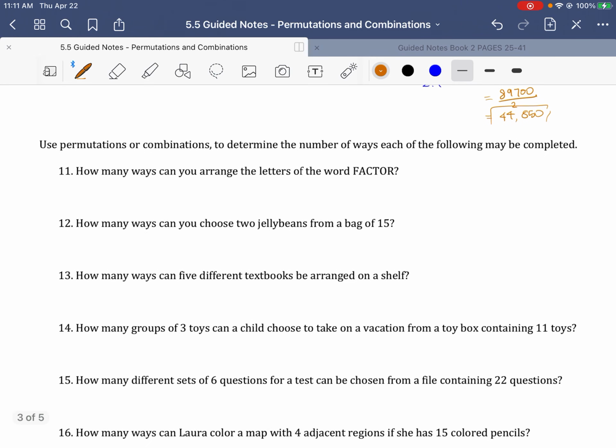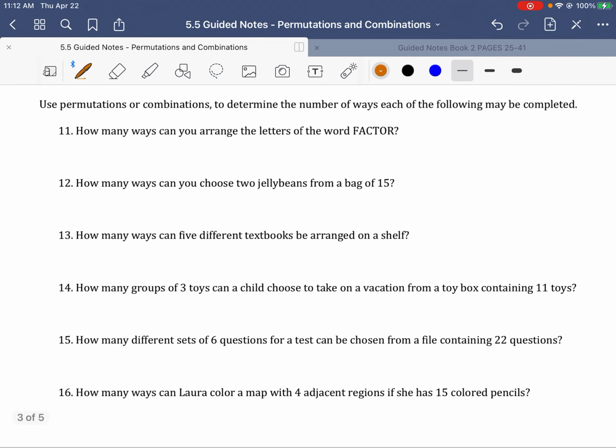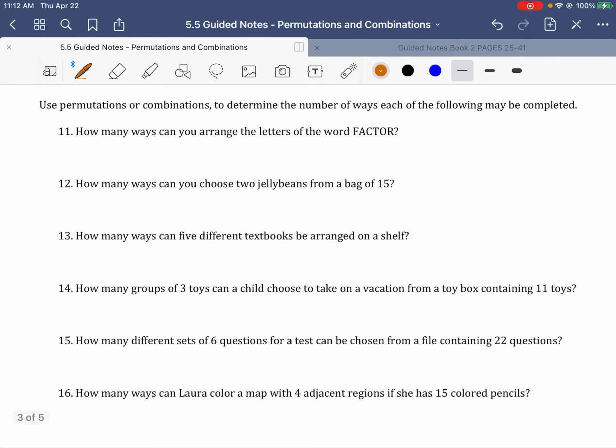The next ones, again, you're just working through these, deciding whether they're permutations or combinations, and then calculating. I'm going to show you maybe with like 15, kind of a simple one, and then we'll jump to another one. How many different sets of 6 questions for a test can be chosen from a file that contains 22 questions? Again, this is just choosing 6 of them. So this would be a combination instead of a permutation. Out of 22, we're going to choose 6.